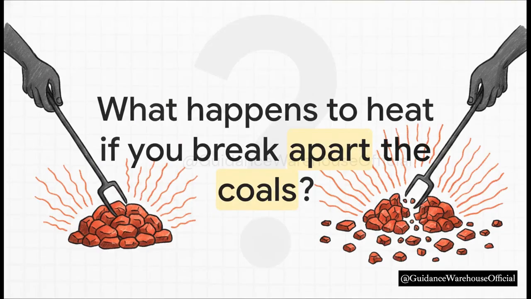Let's also look at that third variable, the surface area. What happens to the heat if you take a poker and knock apart the glowing coals of a campfire? Suddenly, there's this really noticeable, immediate spike in the heat hitting your face. The coals themselves aren't magically hotter, but by breaking them apart, you dramatically increase the exposed radiating surface area. And more area equals a faster rate of heat transfer straight to you.